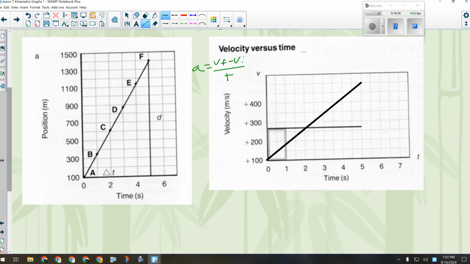So the final velocity is 600 according to the graph. The initial velocity is 100, and that took 5 seconds. So 600 meters per second minus 100 meters per second is 500 meters per second, divided by 5 seconds is 100 meters per second squared.